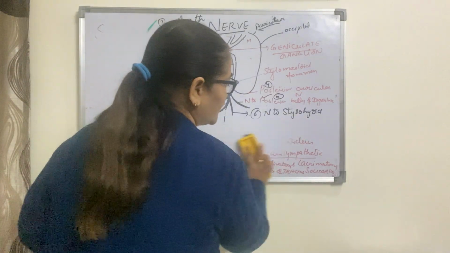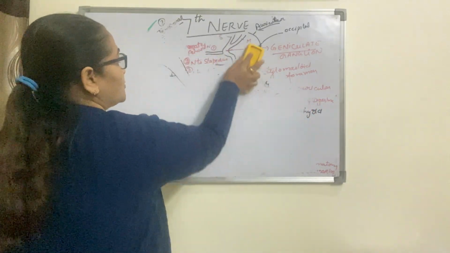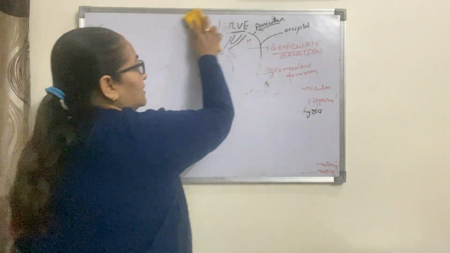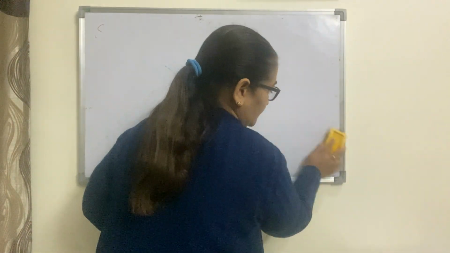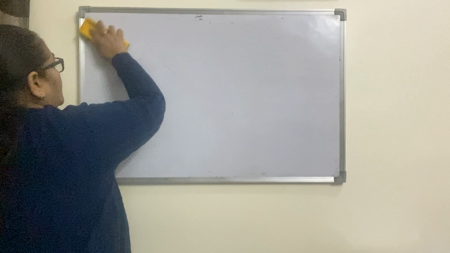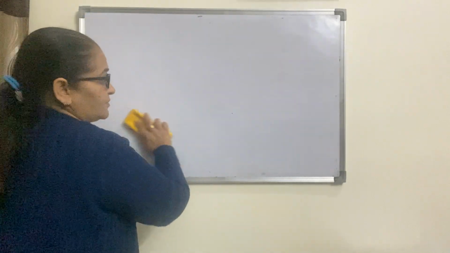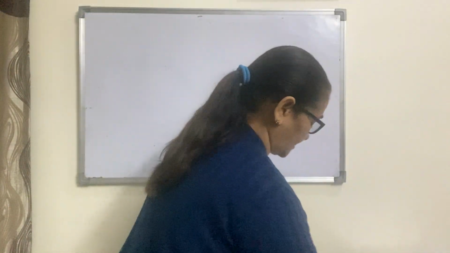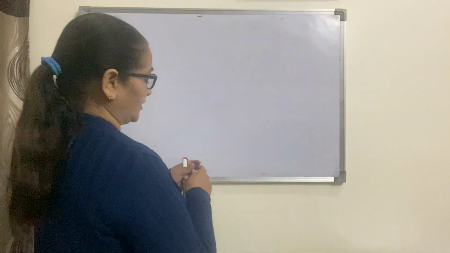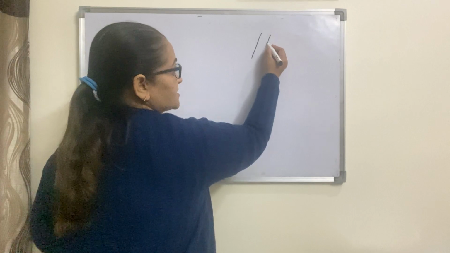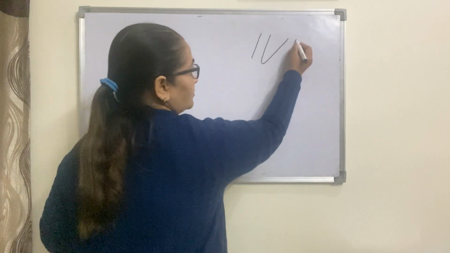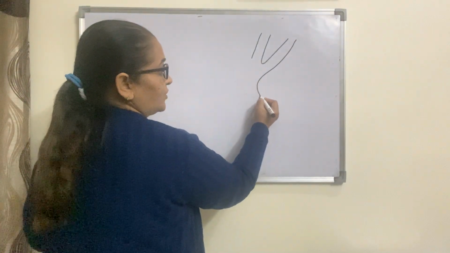We have discussed the various nuclei, and how these nuclei are going to supply the various glands, and how they are taking the fibers or sensory fibers to the higher center. So I will draw one diagram. So this is the sensory root, this is the motor root, this is the geniculate ganglion.